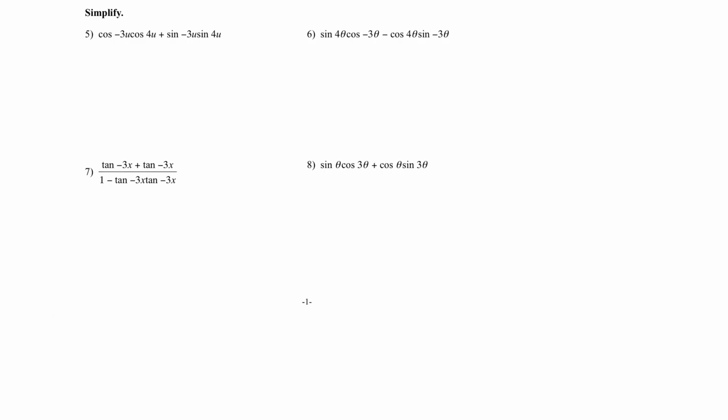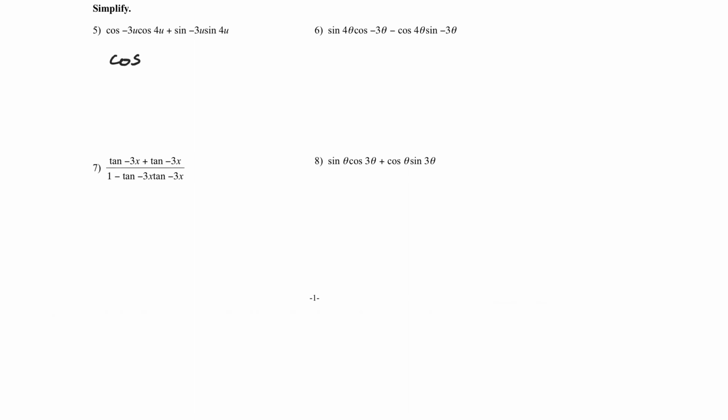Number 5. It's 7u. If you think about it, it's cosine of negative 3u minus 4u, right? Because that's the cosine of a minus b. And a is negative 3u, b is 4u, but I'm subtracting them, so we get cosine of negative 7u. Just like tangent down here. A is negative 3x, b is also negative 3x.